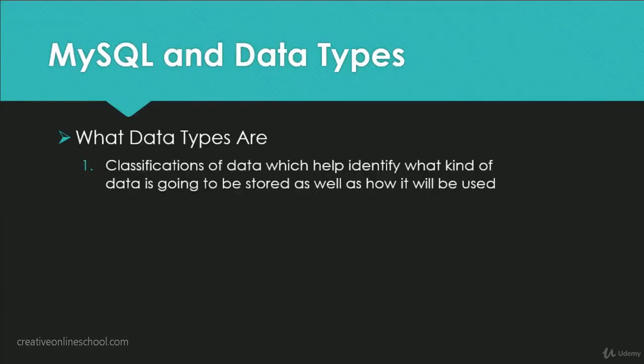Data types are classifications for data that help to identify what kind of data is going to be stored, as well as how it will be used. What this means is that in effect, you can think of them as identifiers for the containers the data is going to be placed in. In fact, there is an easy comparison with something you are probably already familiar with.